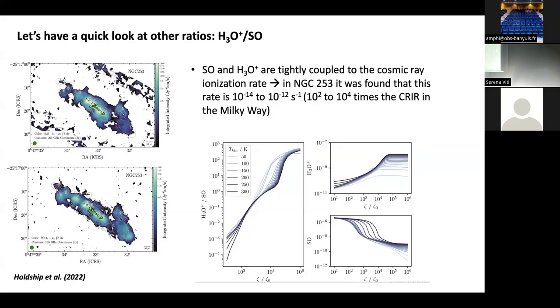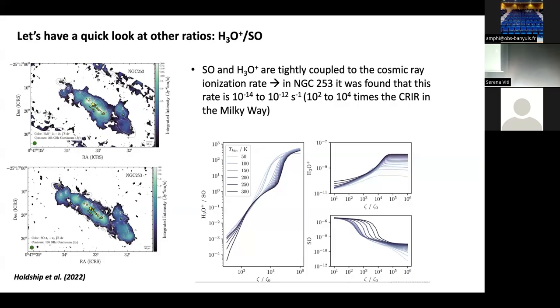This is one of the closest starburst galaxies. This is the disk of NGC253. These two molecules have been observed in lots of giant molecular clouds, at giant molecular cloud scale. And models have shown that the ratio of these two molecules, as a function of the cosmic ray ionization rate, no matter what the temperature of the gas is, is extremely well correlated, okay? At giant molecular cloud scales, not larger scales.